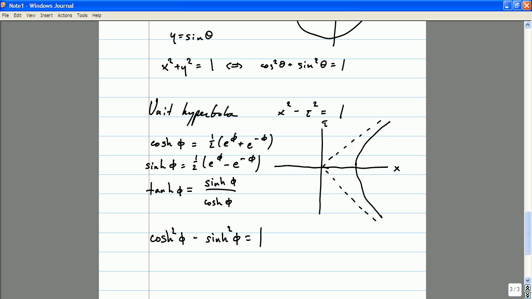That means if I declare that I want to study points where x is given by cosh phi and tau is given by sinh phi, then as you start with phi equal to 0, cosh phi will be equal to 1 and sinh phi is equal to 0. So you'll start at that point here, and then as you increase the value of phi, you'll map out points on this unit hyperbola. And just as the angle theta was the arc length measured on the unit circle, this parameter phi is the arc length along the unit hyperbola.